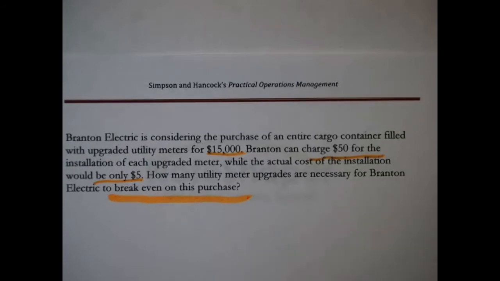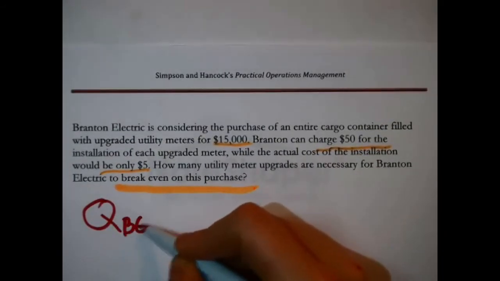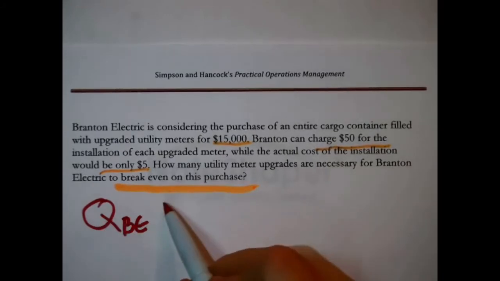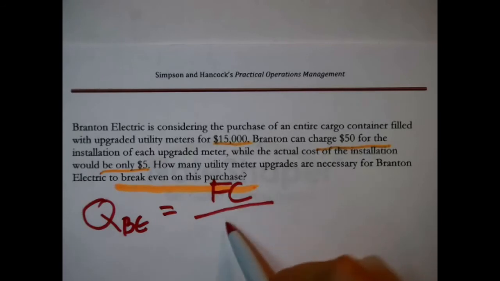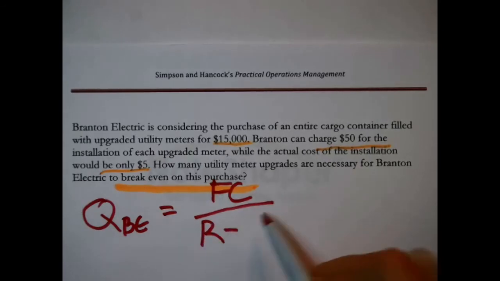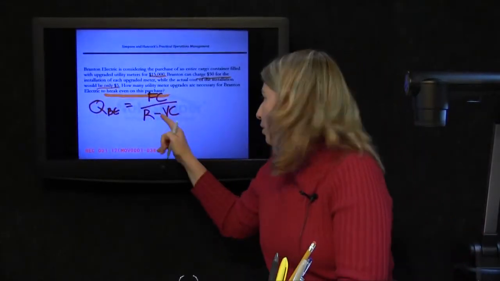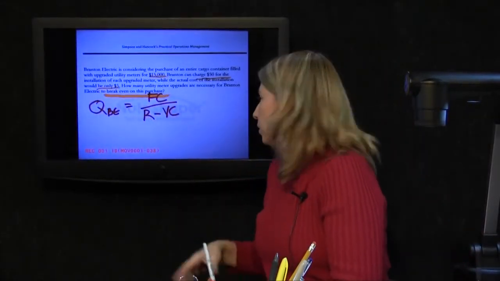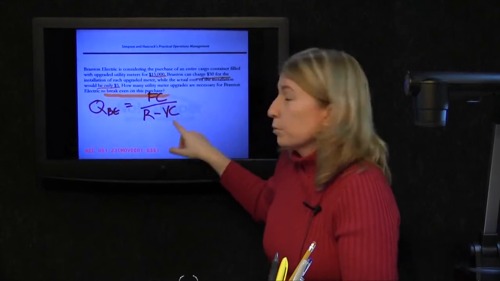The break-even formula: Q for quantity, BE, the quantity that you need to break even, is your fixed cost divided by your revenue per unit minus your variable cost per unit. Now that's the general formula here. The only thing that we need to do at this point is just identify these particular parameters.